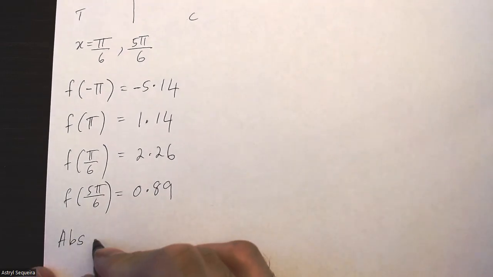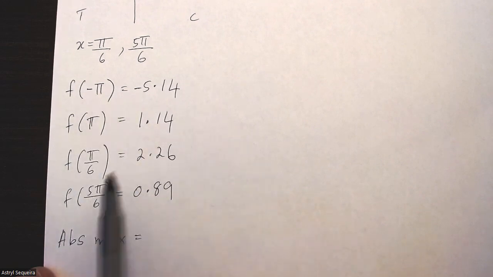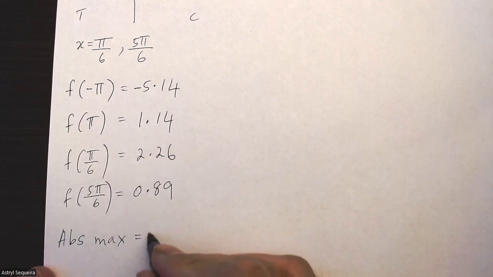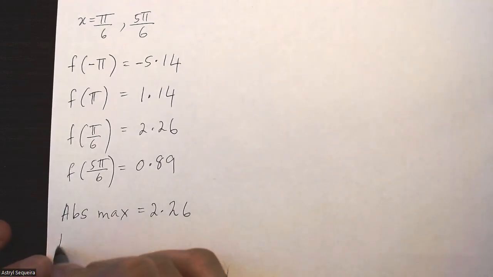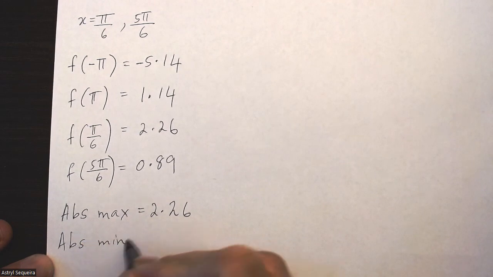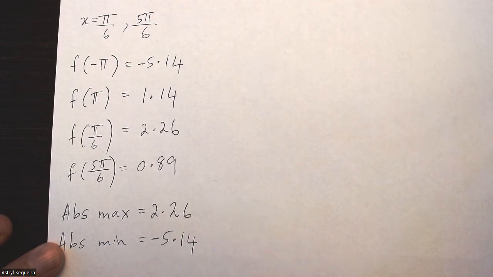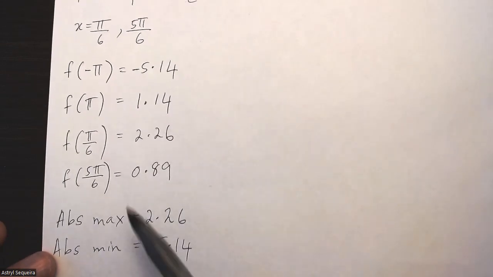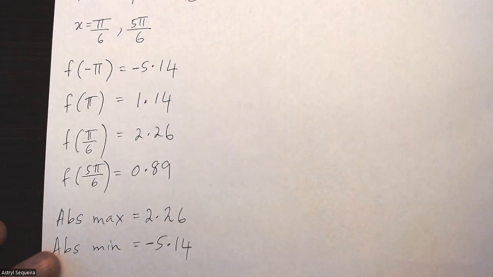So looking at these four values here, I know the absolute maximum, they only want the y value here. They don't want the x value, but you could also include the x value if you wanted, which is pi over 6 for the absolute max, because this is my highest y value. But they only want the y values in this question. So my absolute max is just 2.26, and my absolute min is negative 5.14, the lowest value. If you had to write these as points, you could write pi over 6 comma 2.26 and negative pi comma negative 5.14.